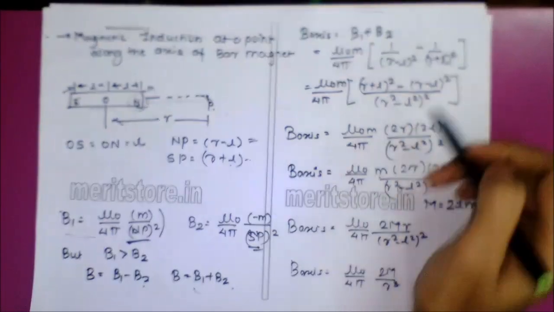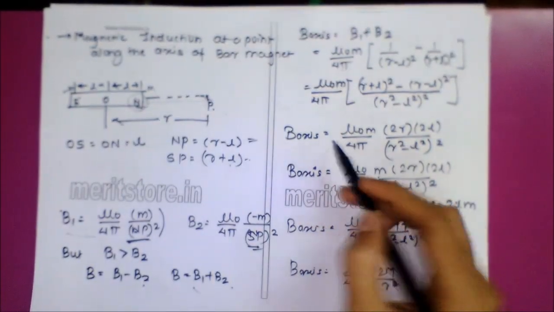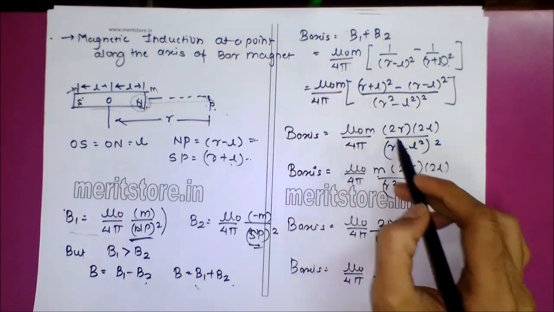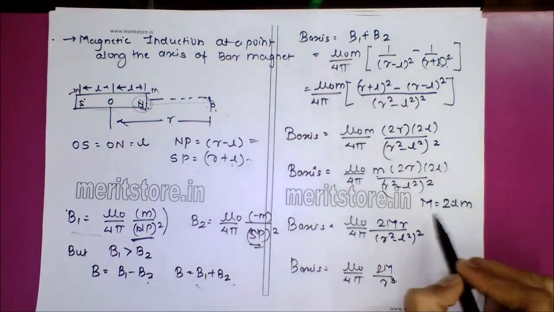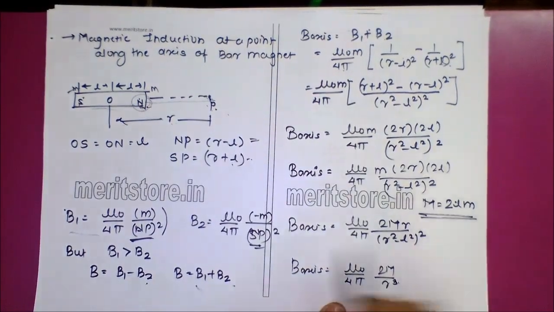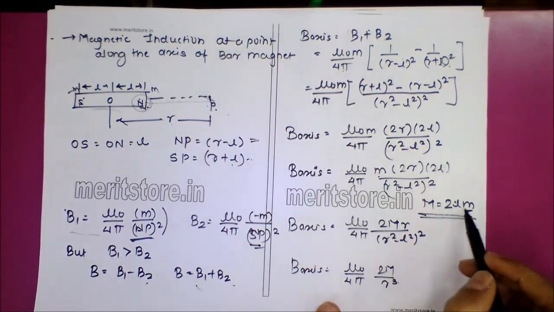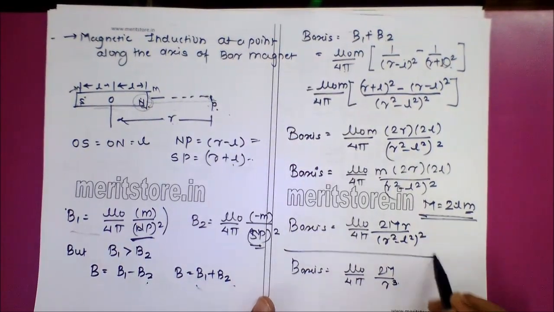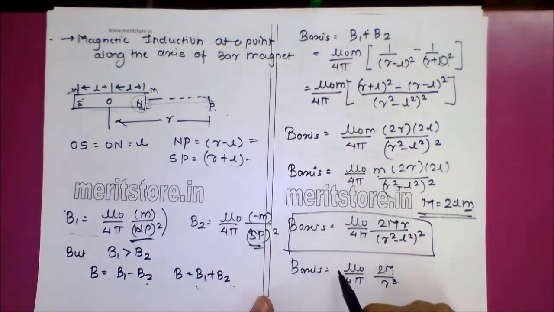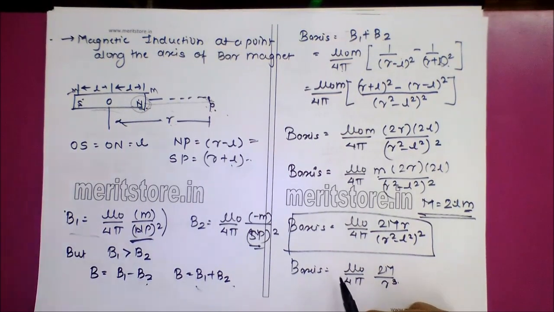Cross multiplying, we come to the value Bx equals mu naught m upon 4 pi, 2r 2L upon (r square minus L square) the whole square. We have the magnetic dipole moment, which is equal to the magnetic pole strength into twice the length. Substituting that, we get the formula Bx equals mu naught upon 4 pi, 2Mr upon (r square minus L square) the whole square.